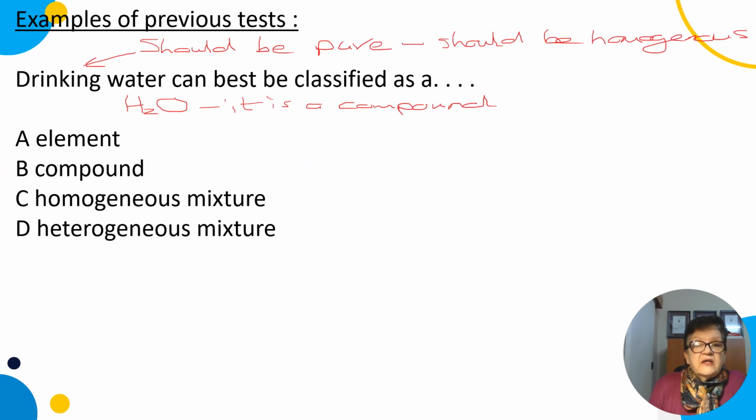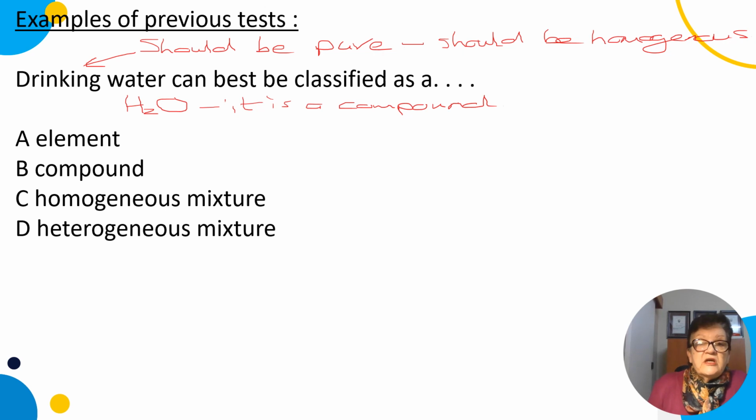Right, next one. Drinking water can best be classified as, and now here water has the formula H2O. It doesn't matter if it is distilled water. If we say water, we refer to H2O. But as you know, water is not always very clean. So water is a compound. That's 100% true, with the formula H2O, two hydrogen atoms combined covalently with one oxygen atom. So B is the correct answer here.